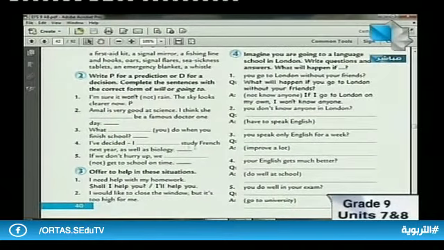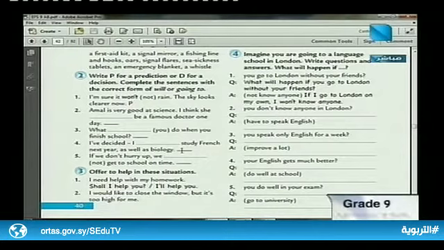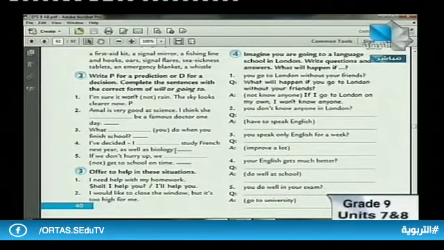Number 4: I've decided I'm going to study French next year, as well as biology. D. It is a very clear decision, because I'm going to choose. In the first phrase, I've decided. I've decided, so it's already a decision.